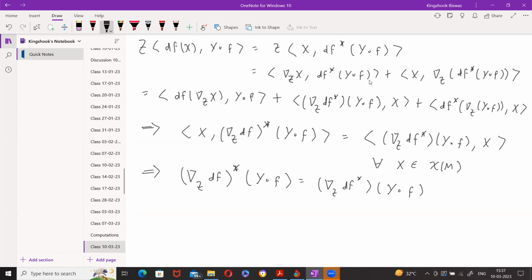Now this is true for all Y in chi-n, right? So that will imply that these linear maps, nabla Z df, the adjoint of this linear map is equal to the covariant derivative of the adjoint map df star. Okay? Is this clear? Yes, sir.